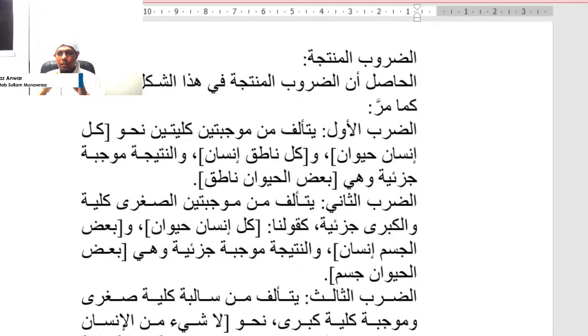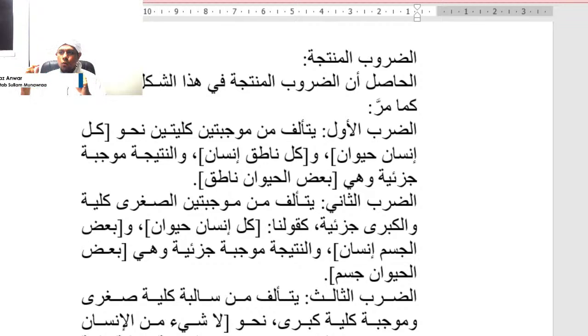So number 1, the first example, both premises are mujiba and kulliya. So the minor premise is mujiba kulliya, the major premise is mujiba kulliya, and then no problem, this is muntij, because there is no khissatayn, there is no negativity, nor is there any particular. So an example will be: kullu insan hayawan wa kullu natiqin insan. The conclusion will be: ba'dul hayawan natiq.